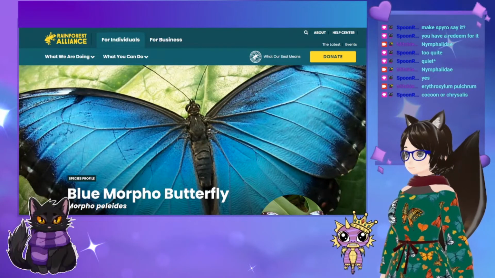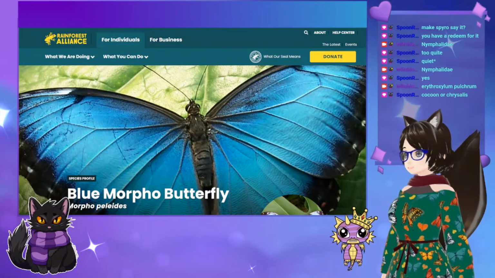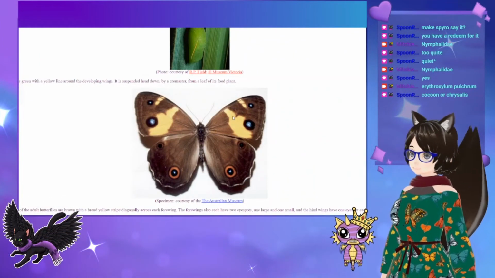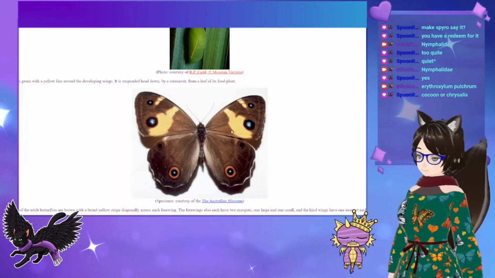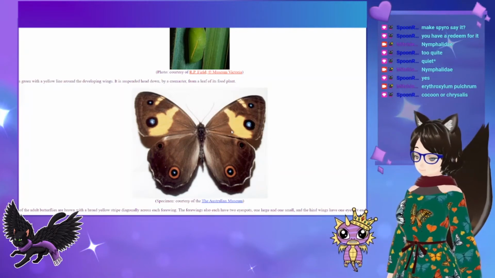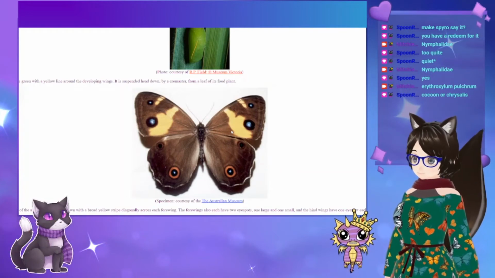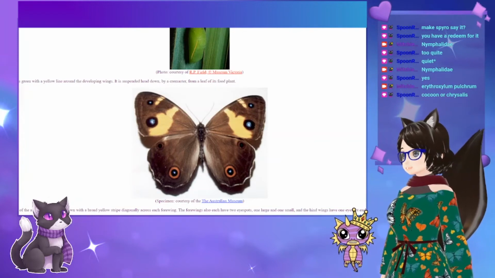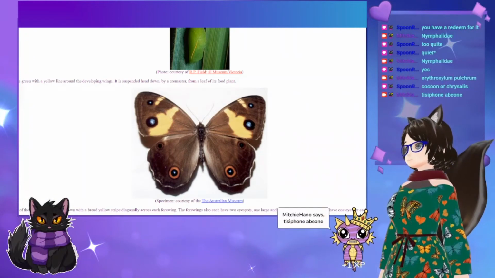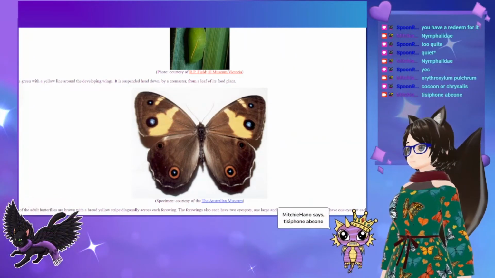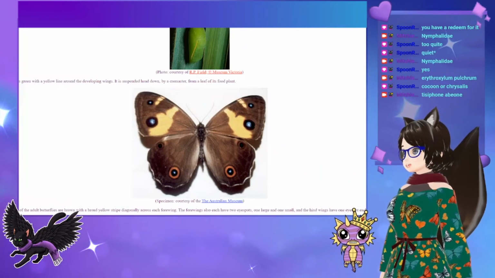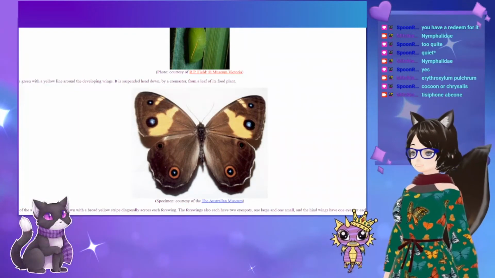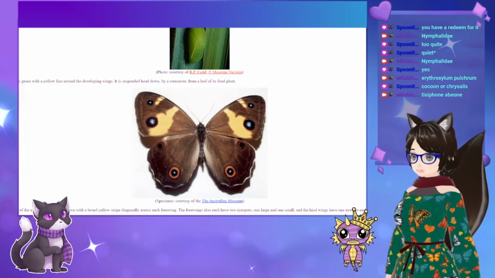Let's see. So that was the blue morpho butterfly. Next, we are going to focus on the sword grass. Let's see, where is it? Yep, the sword grass brown butterfly. All right, Spyro, one more time. Michiano says, Tisiphone Abeona. It's probably Tisiphone Abeona, most likely. But yeah, so this is called the Swordgrass Brown Butterfly.